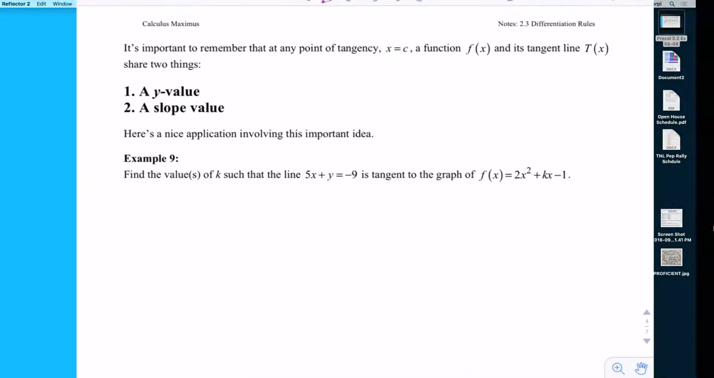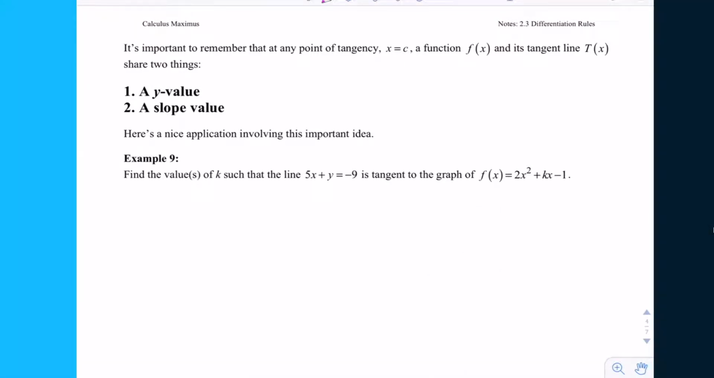Differentiation rules. So we've already learned the power rule. We know it has to be sometimes rewritten in order to use it. And we just worked a nice little application. So the summary of that application is this.